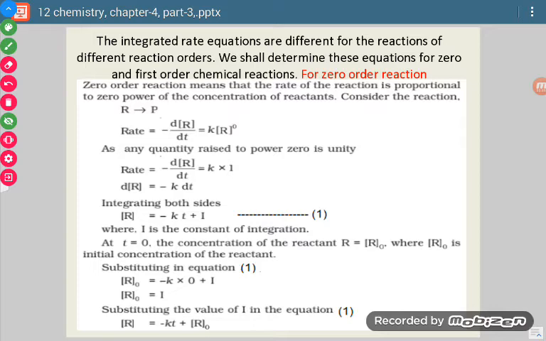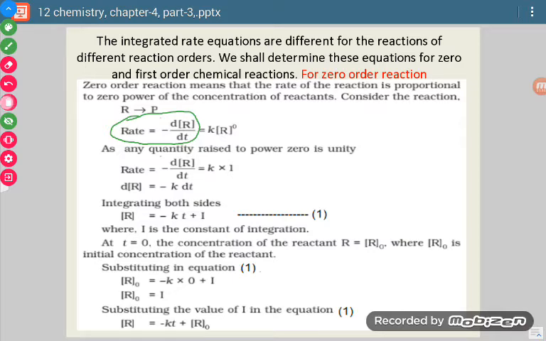Now how to start? We are considering a reaction where R represents reactants and P represents products. If this reaction is of zero order, then on the basis of rate law, rate of reaction is equal to rate constant into concentration of R raised to power 0, because it is zero order reaction. This is rate law. Now rate can be defined as minus dR over dt, where minus dR means decrease in the concentration of reactants and dt means change in time.